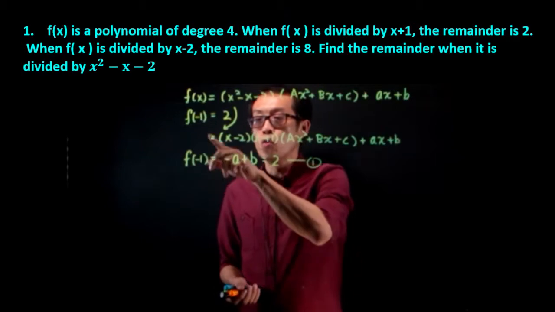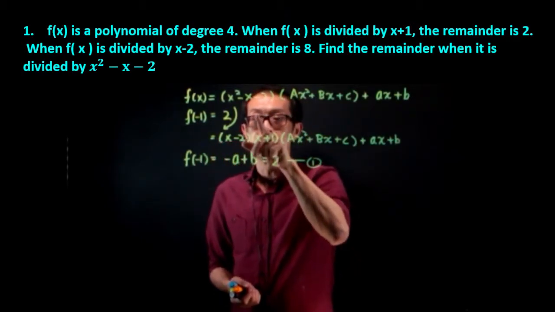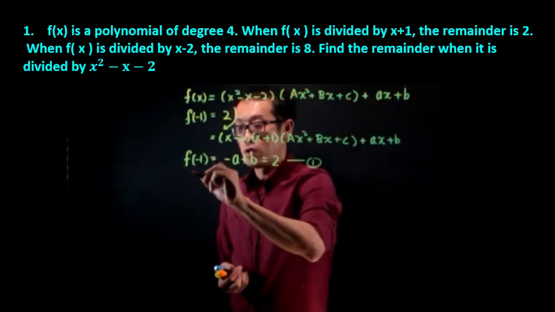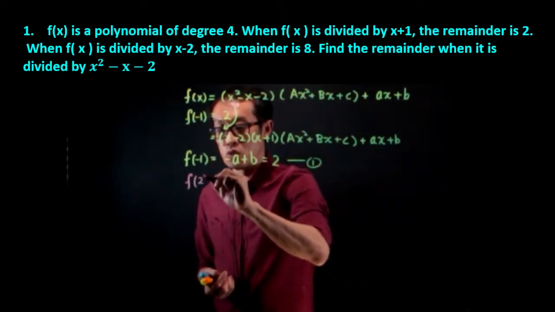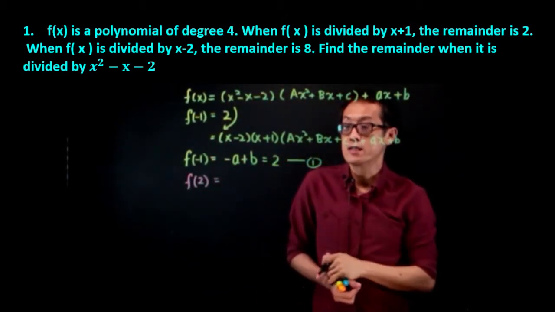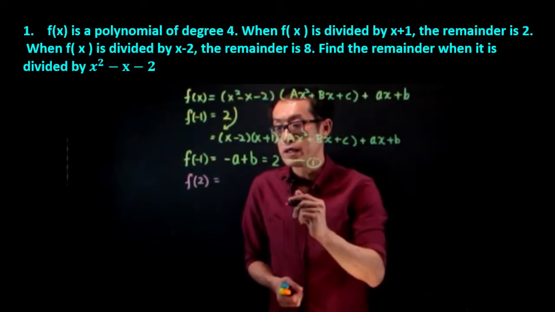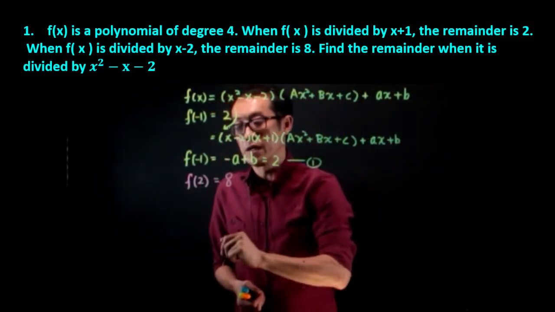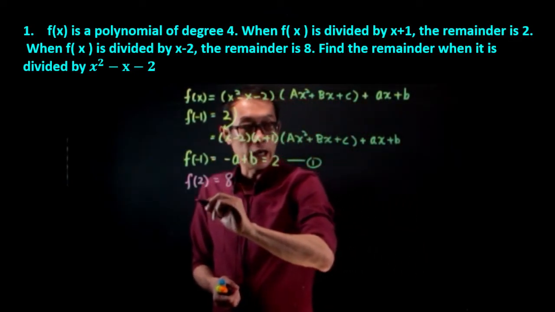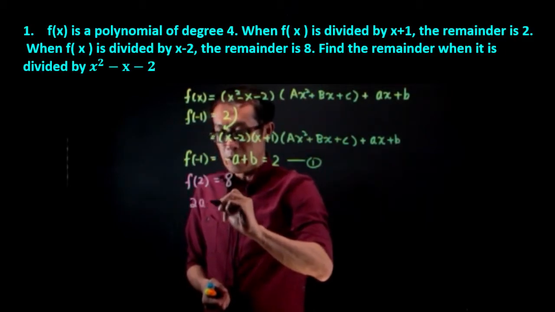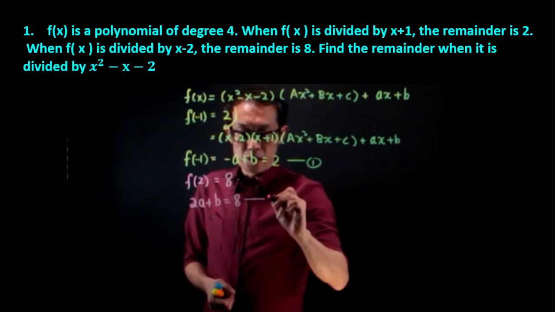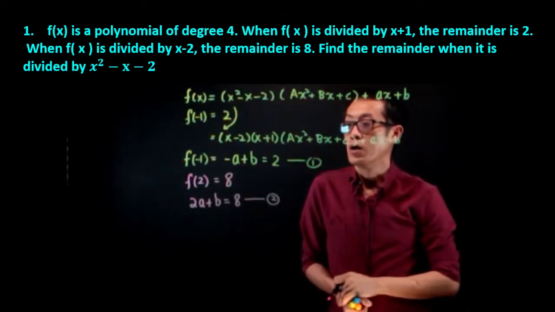Now if you put x equals to 2, so you put f of 2. What will happen? It is given that when it is divided by x minus 2, it has a remainder of 8. That means f of 2 is 8. So you put f of 2, you will get 2a plus b. So you got 2a plus b equals to 8. Now let's call this equation 2.